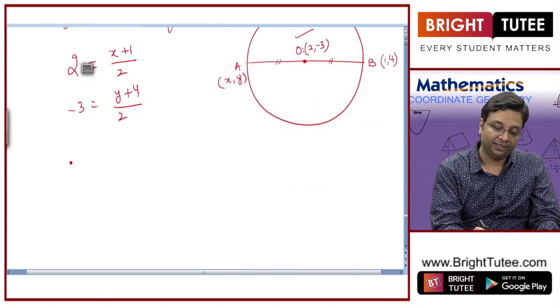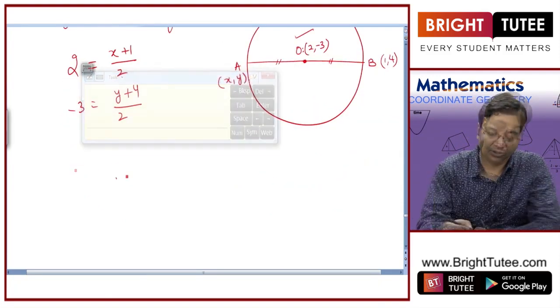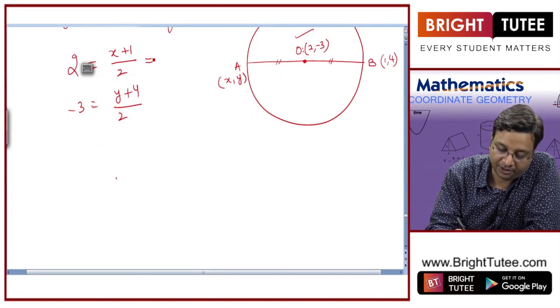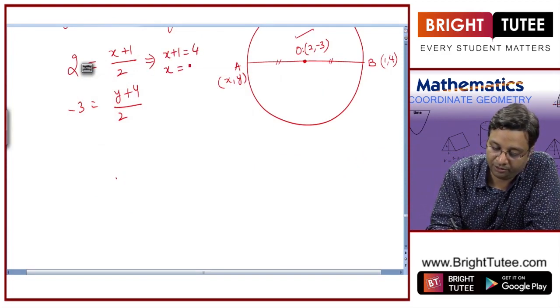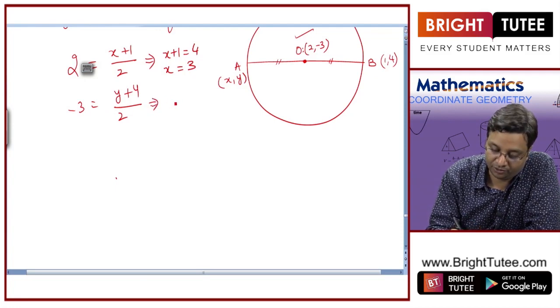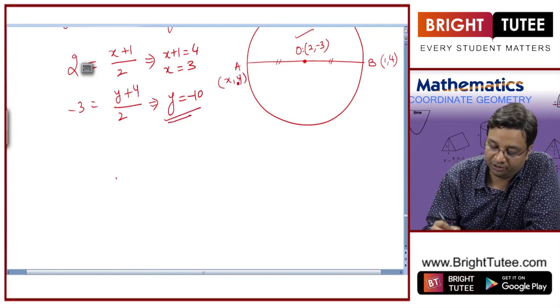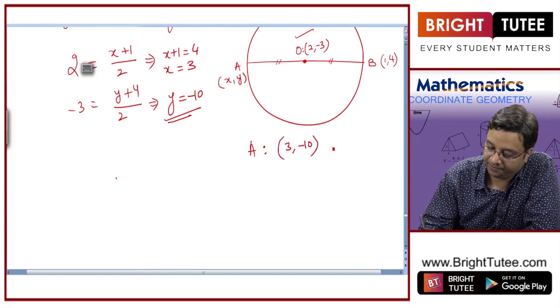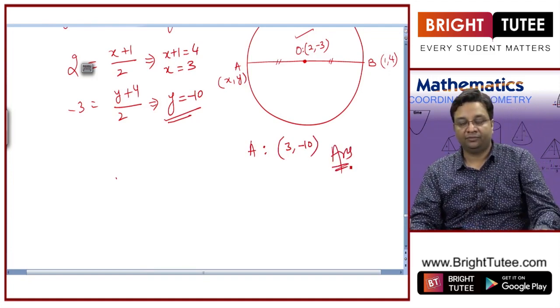So this will give me x plus 1 equal to 4, x will be equal to 3. This will give me y plus 4 equal to minus 6. So y will be equal to minus 6 minus 4, which is equal to minus 10. Hence the coordinates of point A are (3, minus 10), right? It was a simple question.